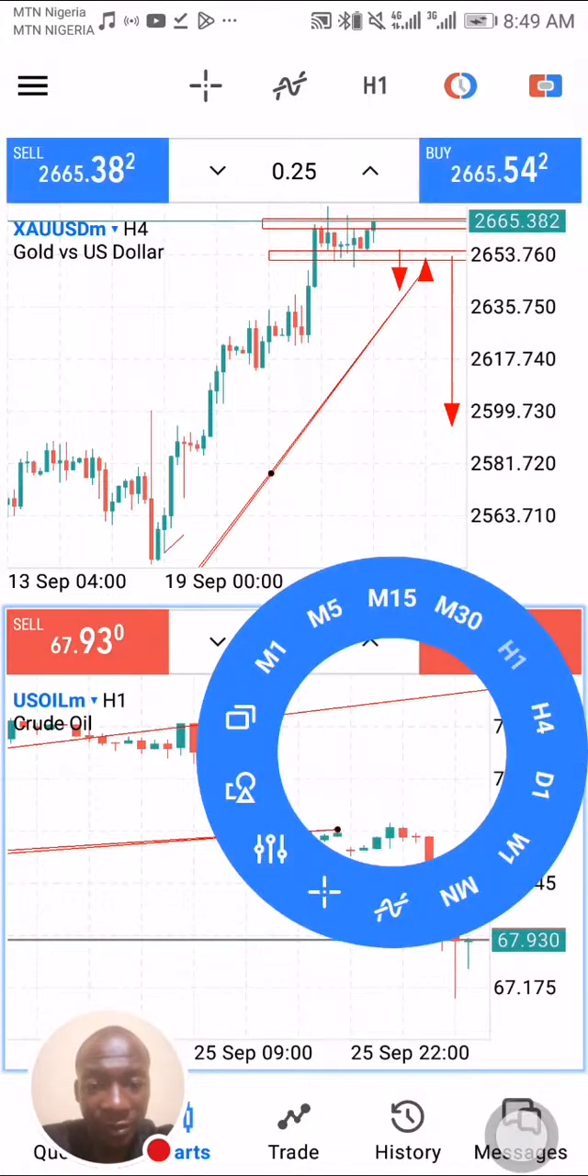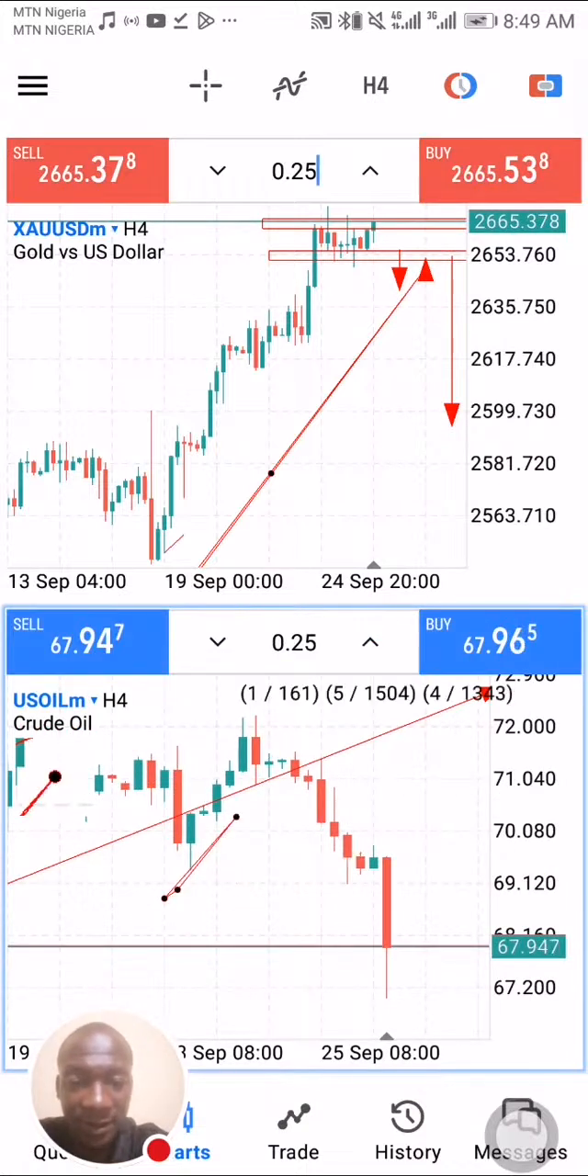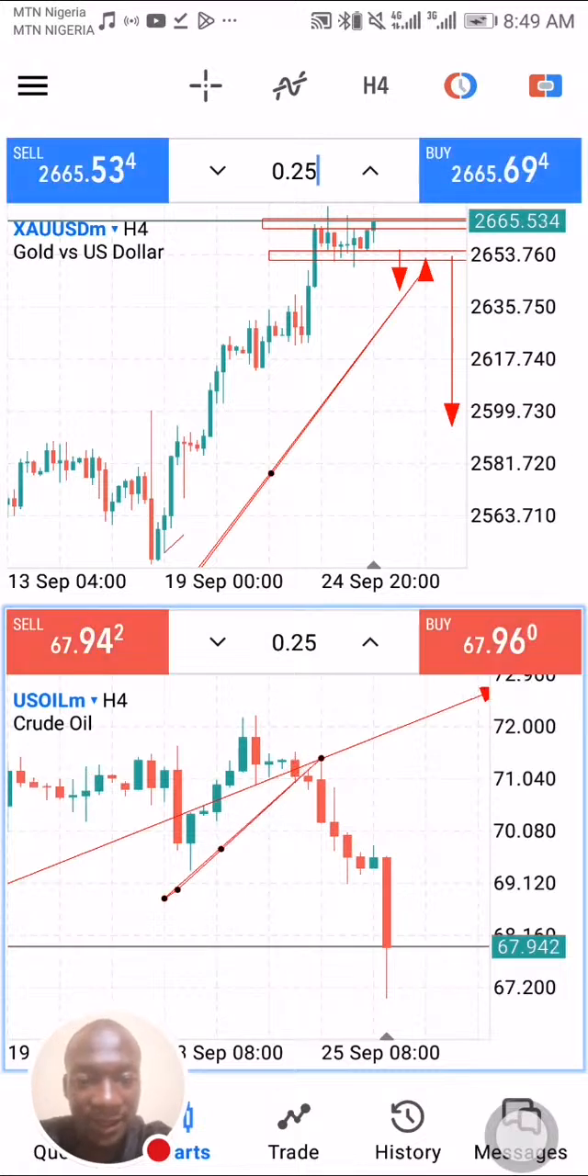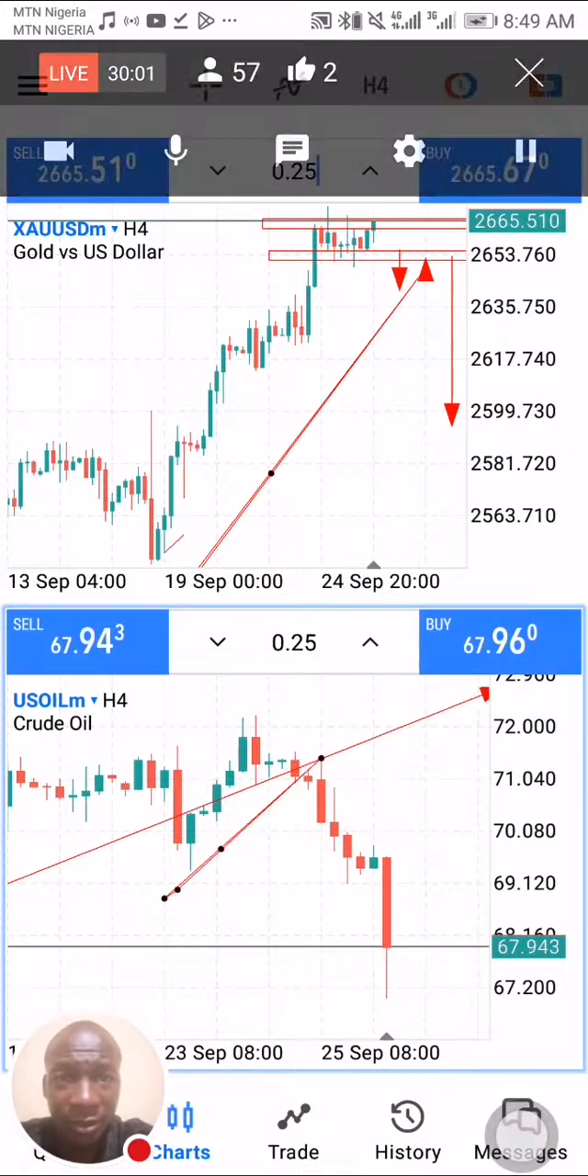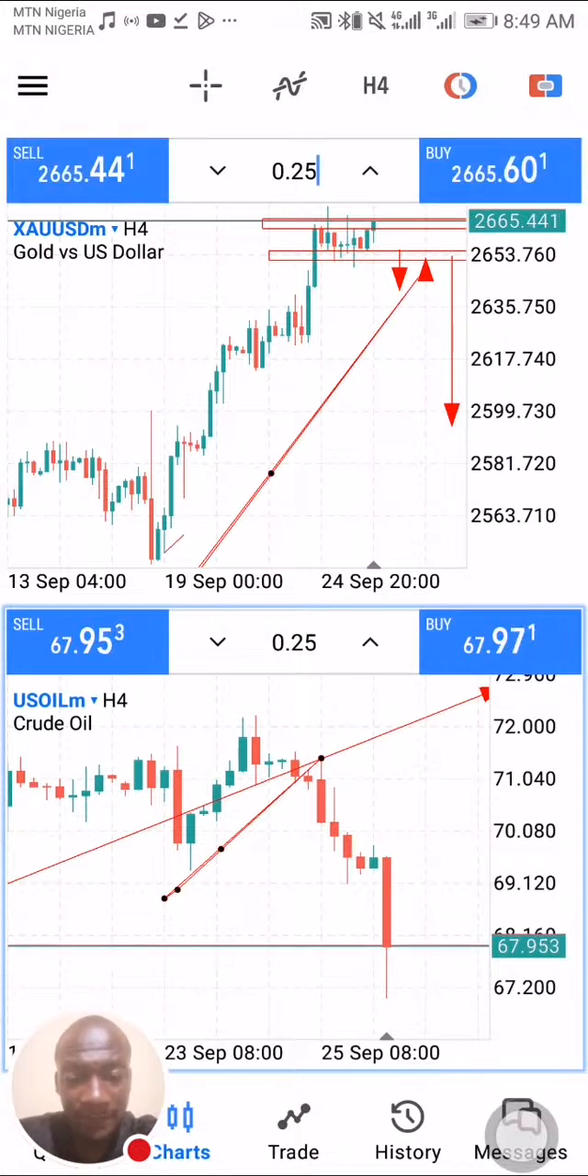Because most of us, once we have lost the same trade here, will be scared to take another identical trade at this level. But if you put it in the back of your mind that trading is a numbers game, you win some and you lose some.